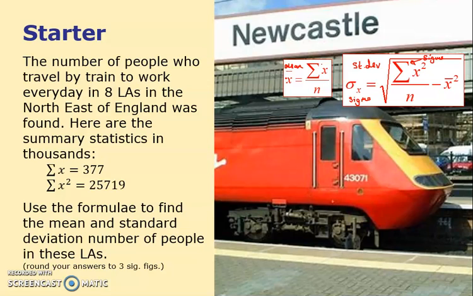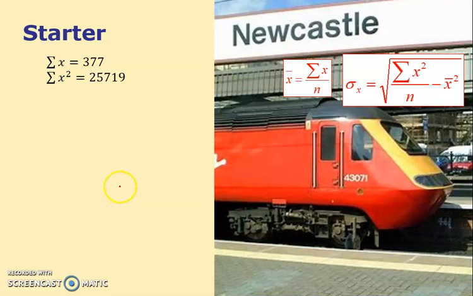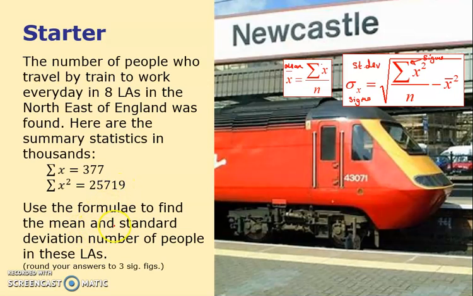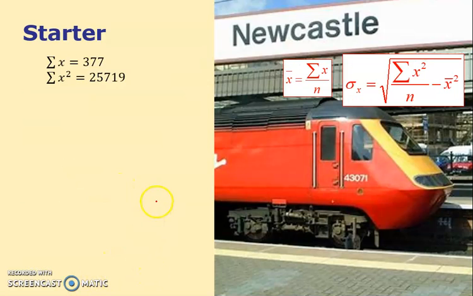So anyway, a little starter for us: the number of people who travel by train to work every day in 8 local authorities in the northeast of England was found. Last time I think there was a question on how many people went by taxi, and now it's how many people went by train. Here are the summary statistics. We're not being told the numbers, so we've got to use the summary statistics. It wants the mean and the standard deviation, with answers rounded to 3 sig figs.